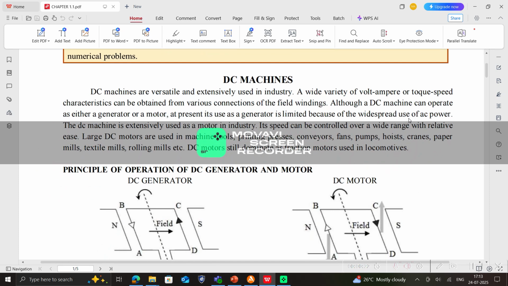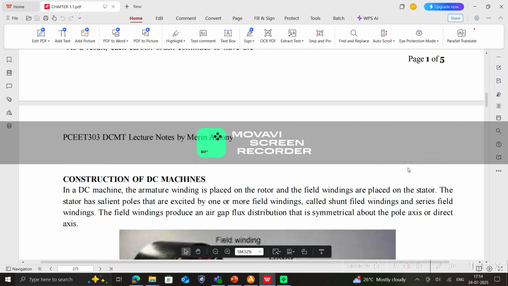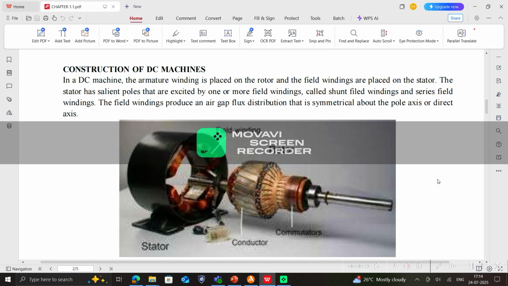As we already know, DC machines are the machines which can operate either as a DC generator or as a motor. Here, DC machines are mainly classified as DC generator and DC motor. So you can see the constructional diagram of a DC machine. In this one, the major parts are displayed in this diagram.